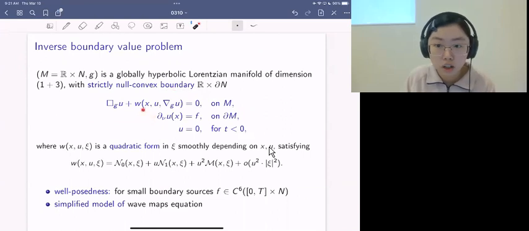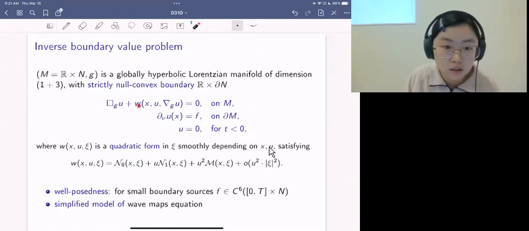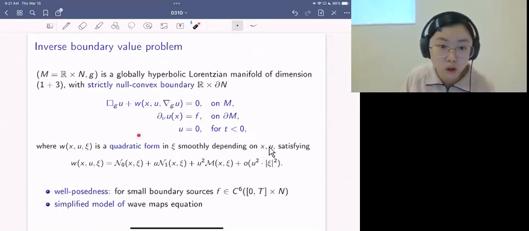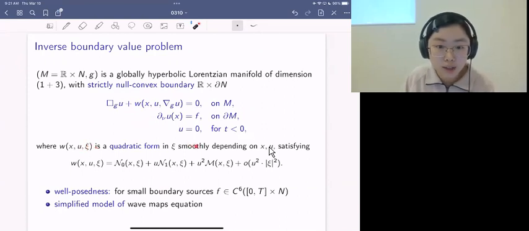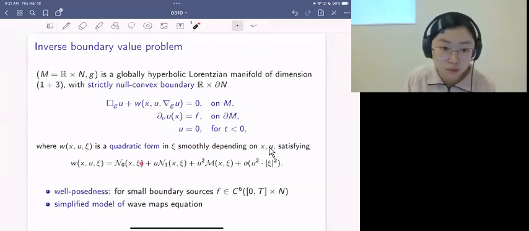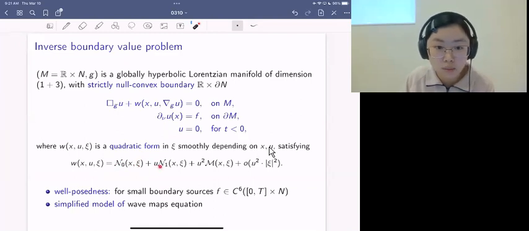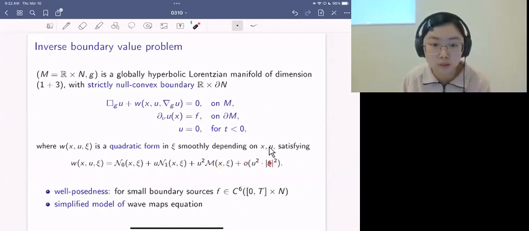Here we consider a quasilinear wave equation given by the wave operator plus a quadratic form w(x, u, ∇u). Here w is a quadratic form in the third variable, and it depends on x and u smoothly. So we can assume it satisfies this Taylor expansion. It equals a quadratic form n_0 plus u times another quadratic form plus u squared times m plus some higher order terms in u squared.